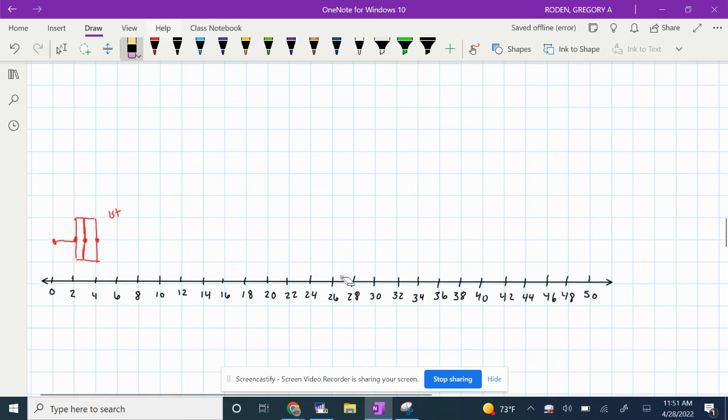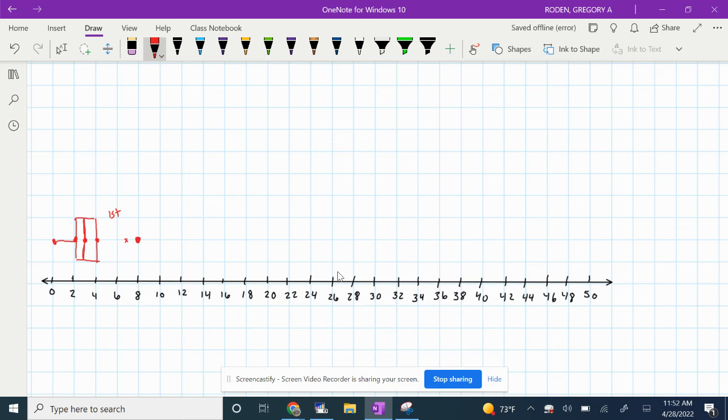So anything, any number, I'll put a little X here, any number that's to the right of the X, because it's 2, 3 units, anything more than 3 units to the right of the box is an outlier. So this 8 is actually an outlier.